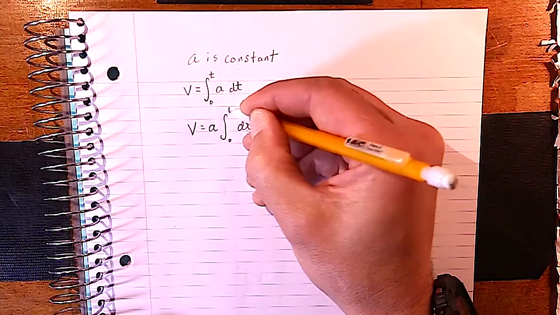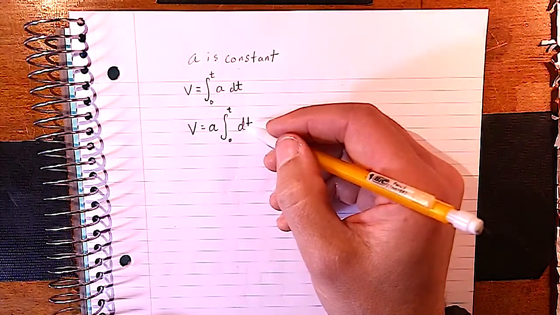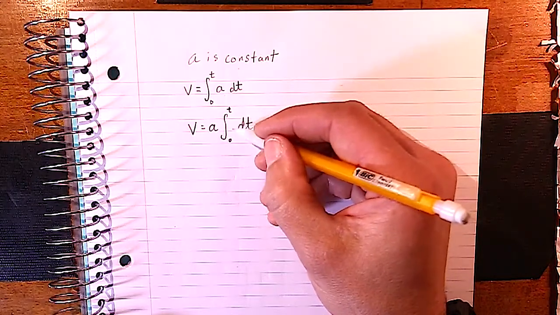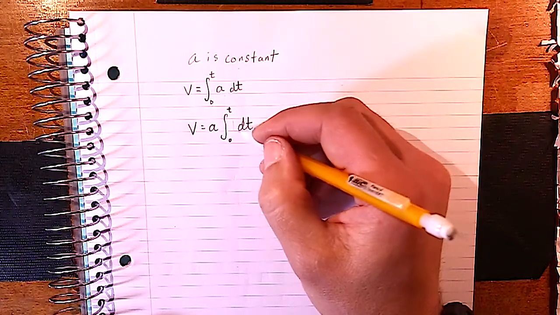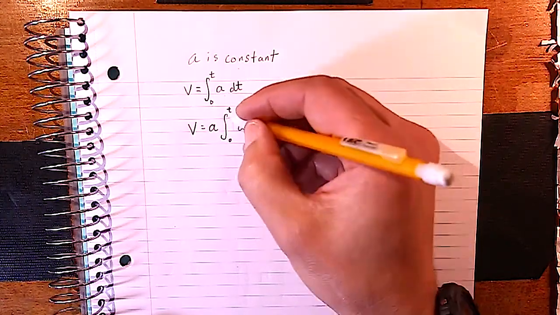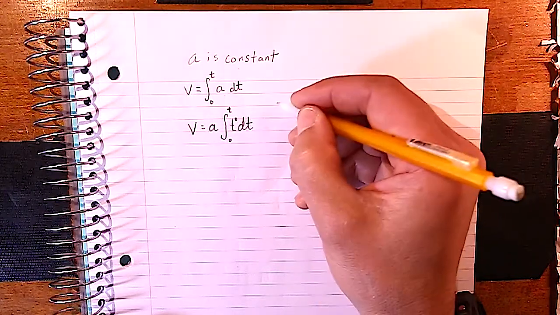Now, this gets confusing for a lot of students because what are you integrating? I mean, there's nothing here. Well, in essence, you have the number 1. But it's integrating on time. So what time is equal to 1? Well, it would be t to the 0. T to the 0 is 1.